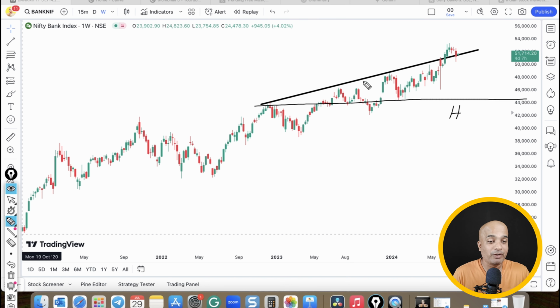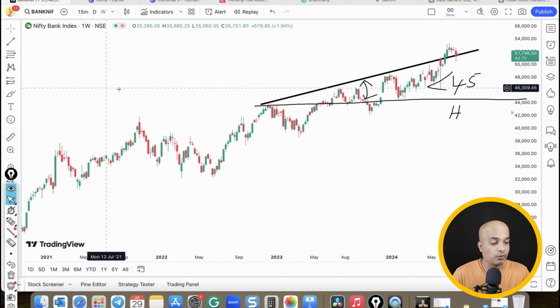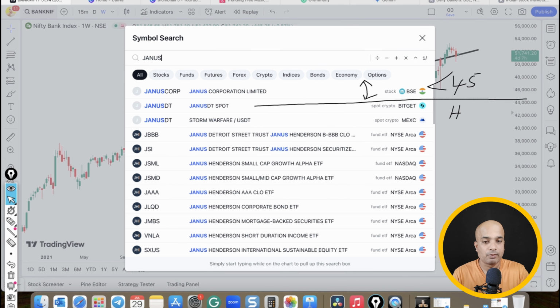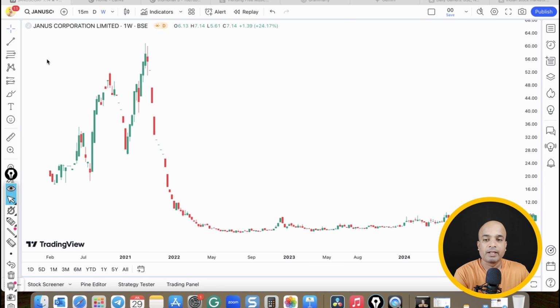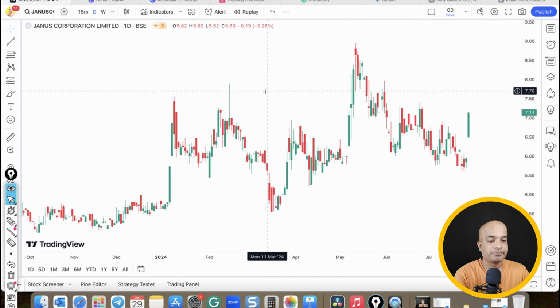The angle between your trend line and this imaginary horizontal line should be less than 45 degree. It should be less than 45 degree. The reason is very simple, friend. For example, what I do is I will go to some stocks. I will remove this. I'll go to daily charts.